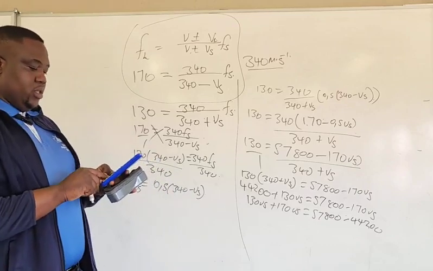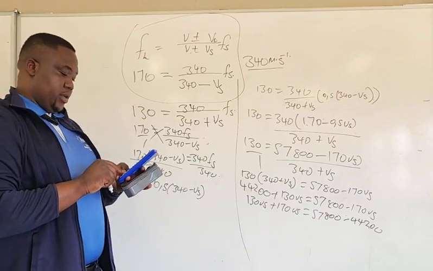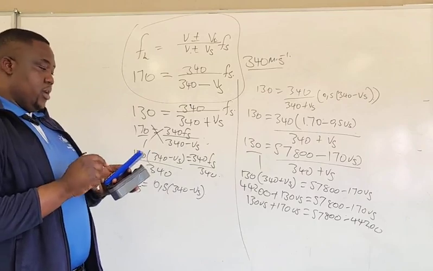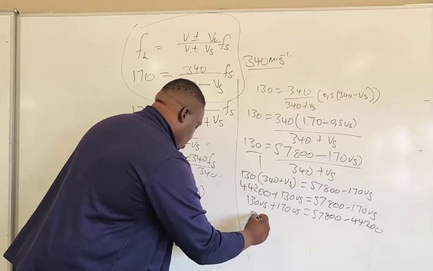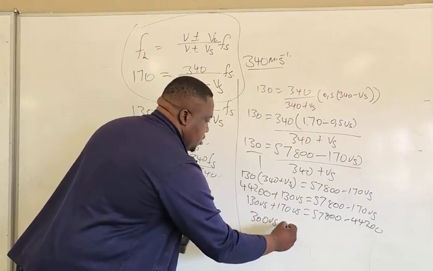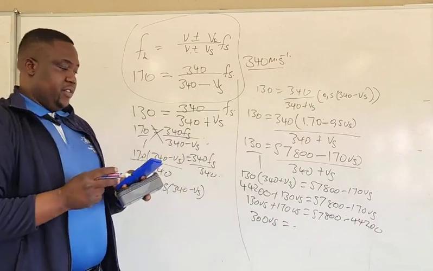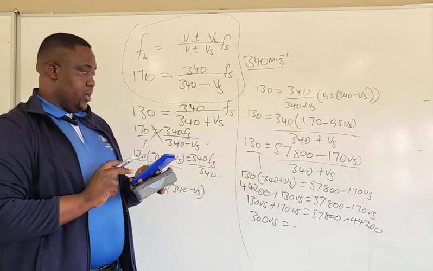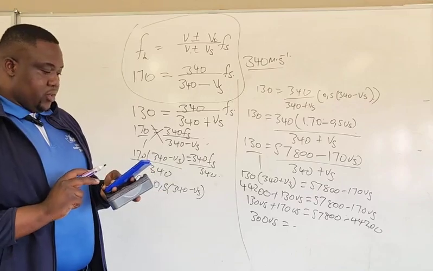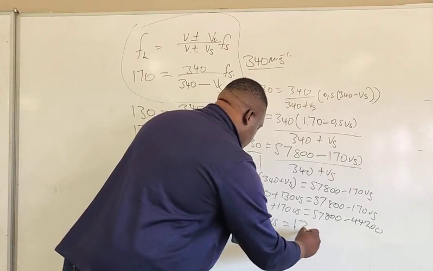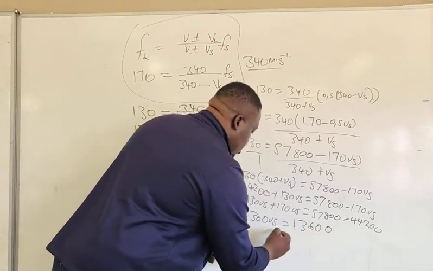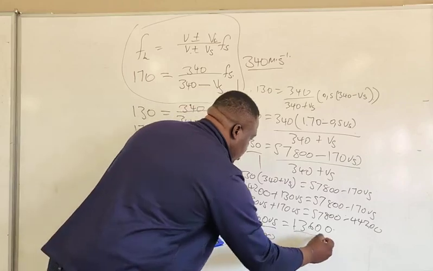Let us see. 130 Vs plus 170 Vs. That one will give us 300 Vs, which is equals to 57,800 minus 44,200. That will give us 13,600. Then we divide by 300 to get Vs.